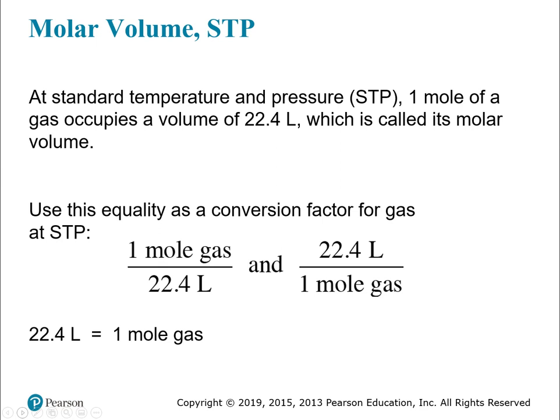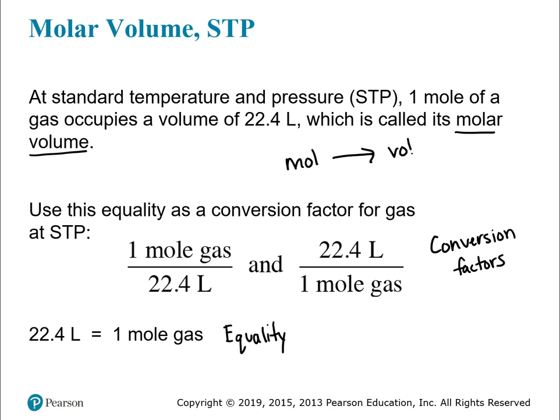At STP, 1 mole of gas, regardless of the identity of the gas, has a volume of 22.4 liters, and that's called the molar volume. 22.4 liters equals 1 mole of gas. That's an equality. Wherever there's an equality, you know what I'm saying. There are conversion factors. And when there are conversion factors, you can do math. You can use these conversion factors to go from the moles of gas to volume of gas, or the volume of gas to moles.